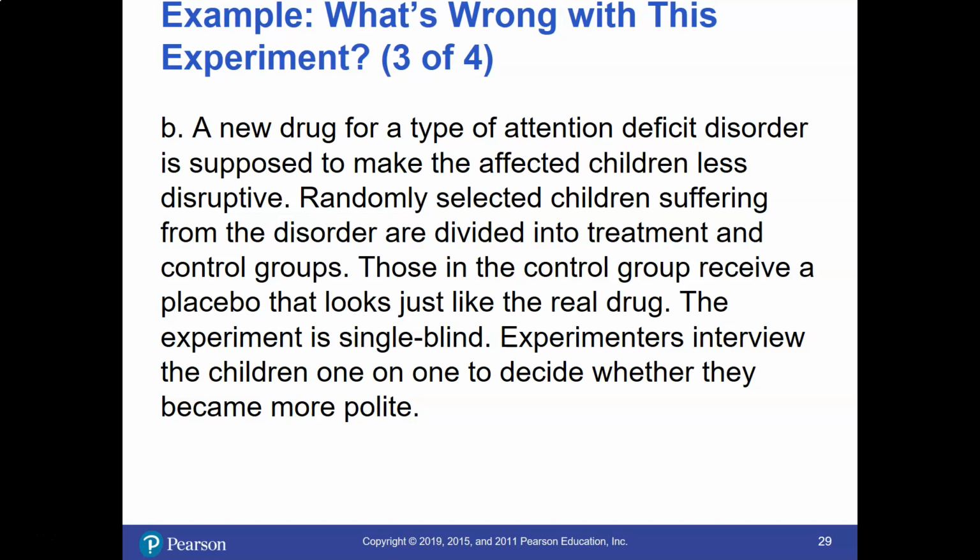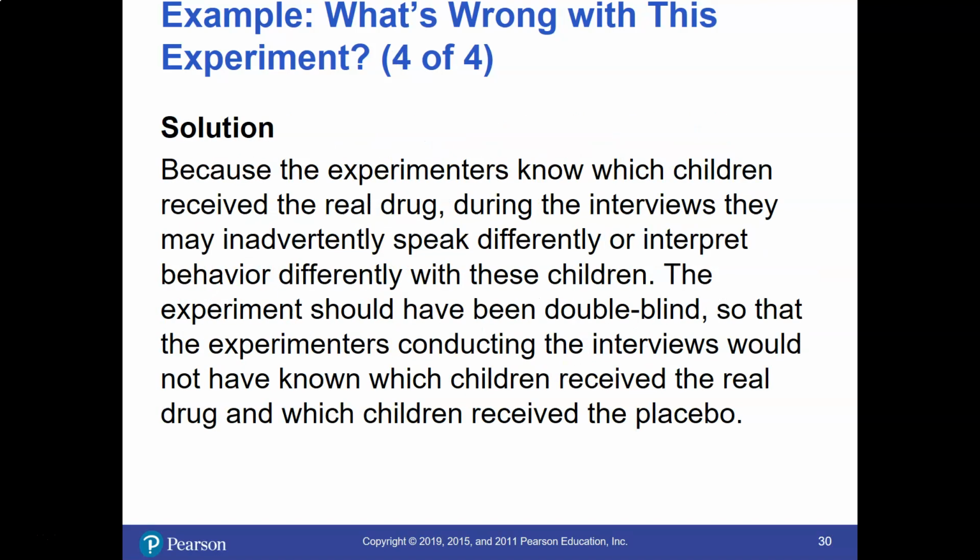Well, this one's a little bit tricky. There's nothing really wrong with how they ran the experiment, but the way they collected the data isn't a good idea. This should be a double-blind experiment because the experimenters know, and they're collecting data based on interviewing the children, that may allow how they report the data to have some biases. So really the people interviewing the children should also not know who's in the treatment group or control group.